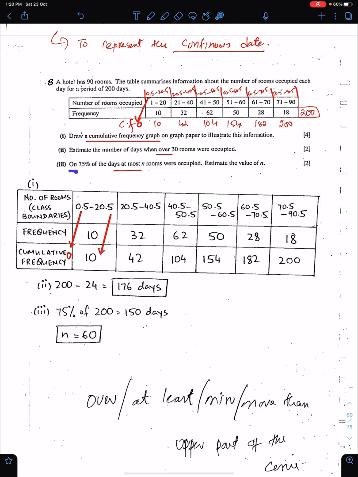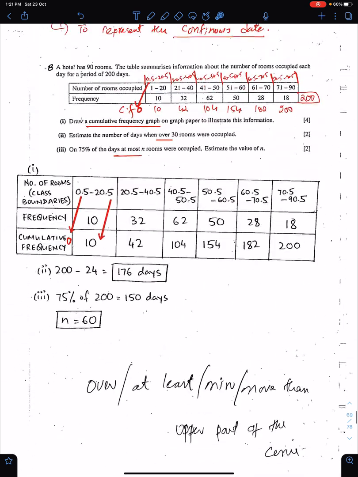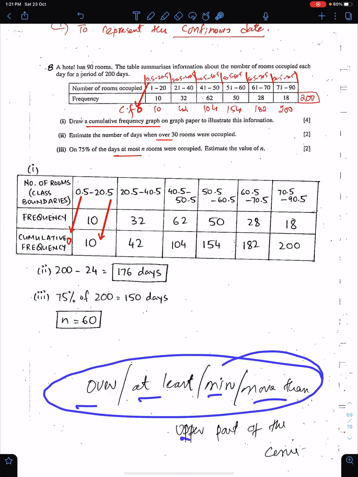Now on 75% of the days at most, this part is very simple. This is the lower part of the curve. At most means lower part of the curve. 75% of the days. So 75% of 200 makes 150. So just check the corresponding value of 150. We need this part of the curve. So this is the answer. When it says over, always take the upper part of the curve. When it says less than or at most, then always take the lower part of the curve. Over, at least, minimum, more than, they all means upper part of the curve.